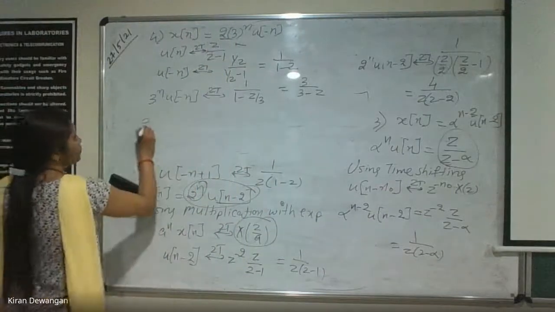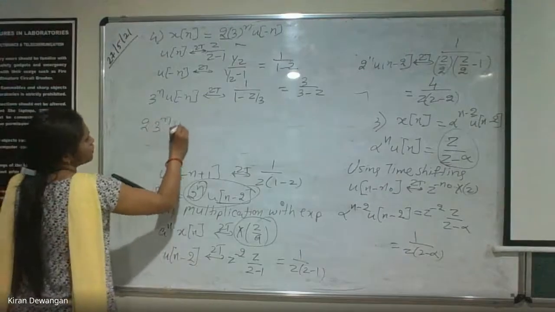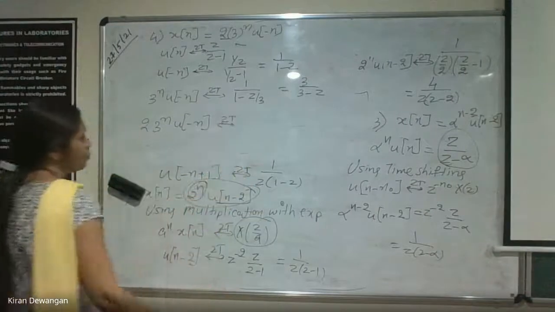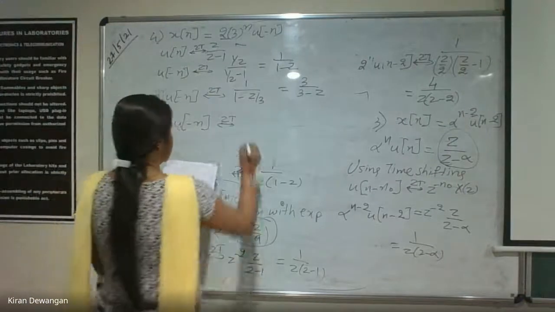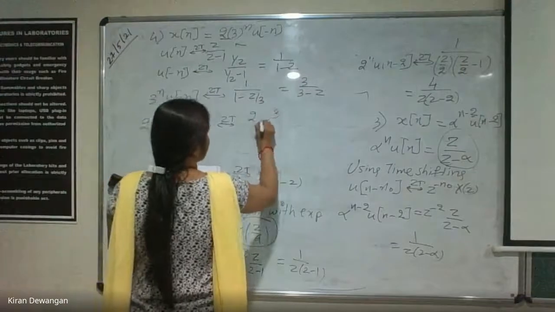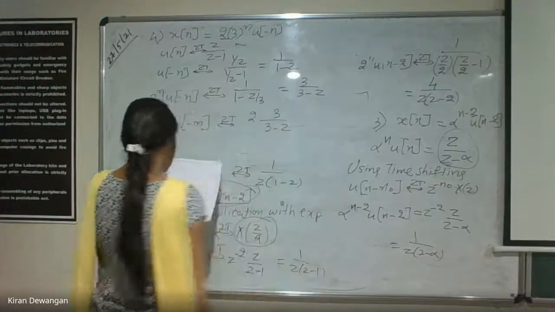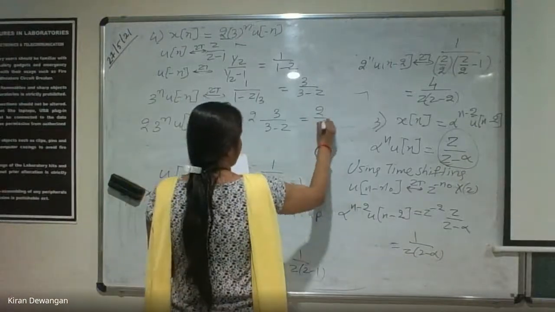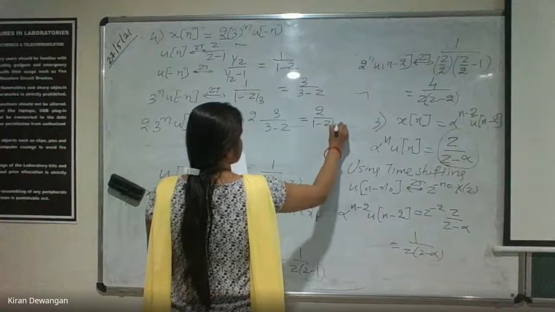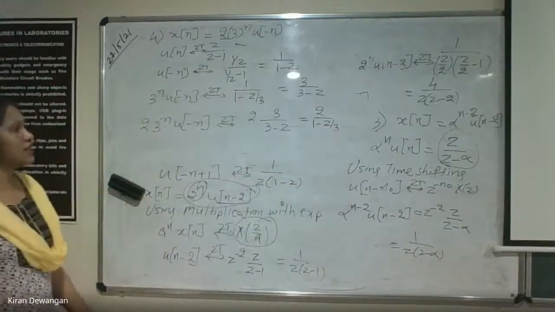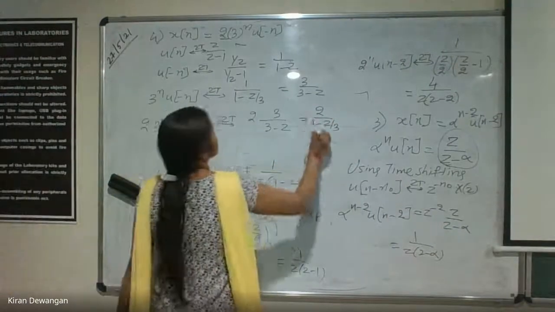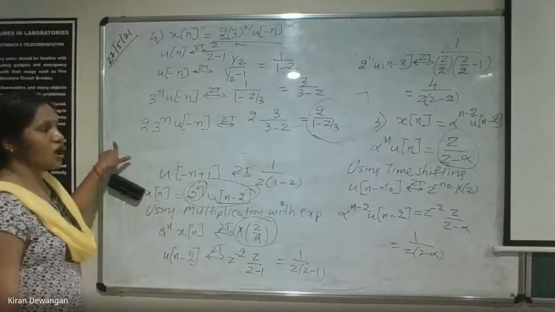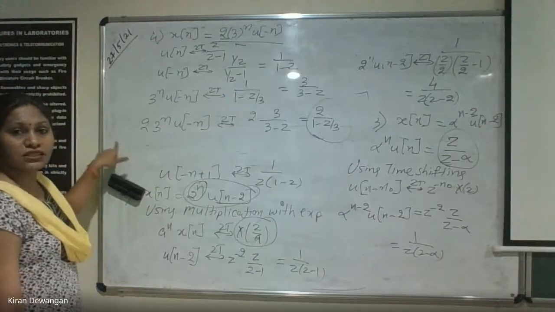Now if I am taking 2 into u of minus n, it will have z transform. 2 will get multiplied there. That is 2 into 3 by 3 minus z. Even we can write it as 2 by 1 minus z by 3. So that is how we can obtain the z transform of this particular function. So this is how we can solve this one also, and we can obtain the z transform of this function.